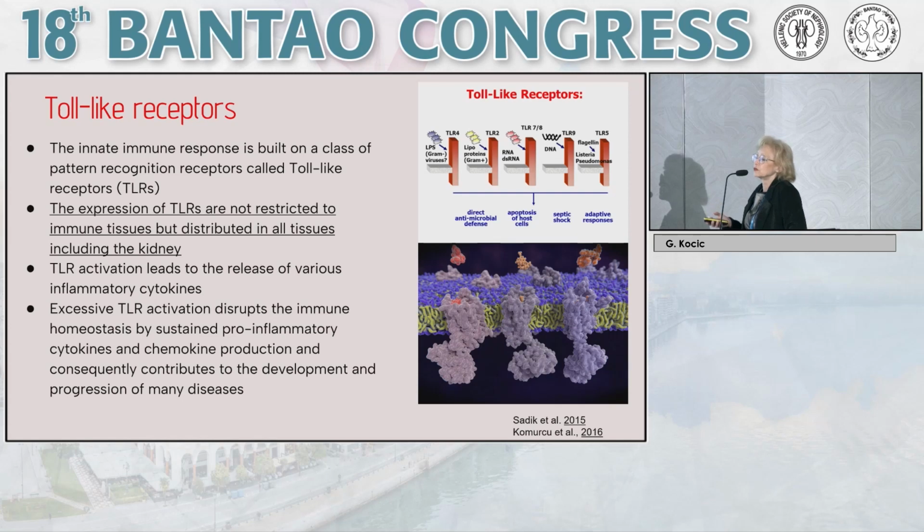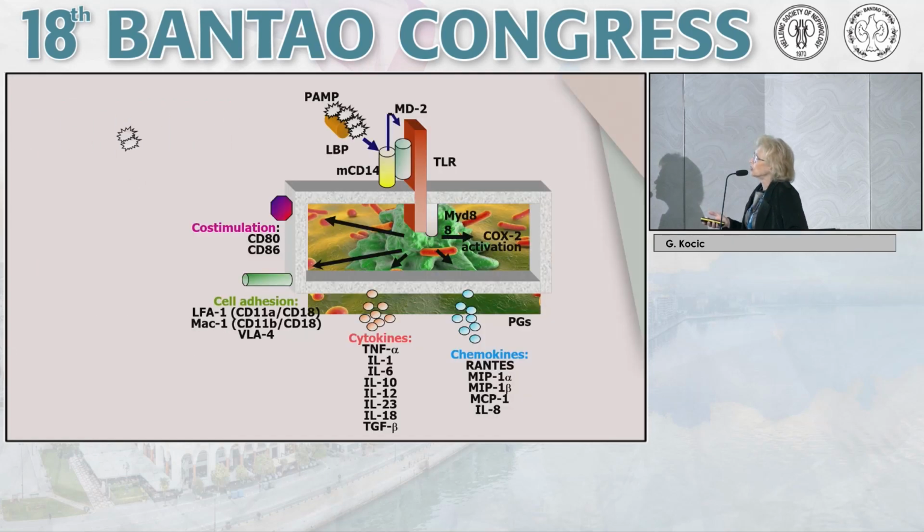Why are they interesting? Because they are located not only in immune cells, but in all tissues, and their expression depends on the extracellular environment. We will see later about mesangial cells, for example. Excessive activation of toll-like receptors can induce a strong inflammatory response.